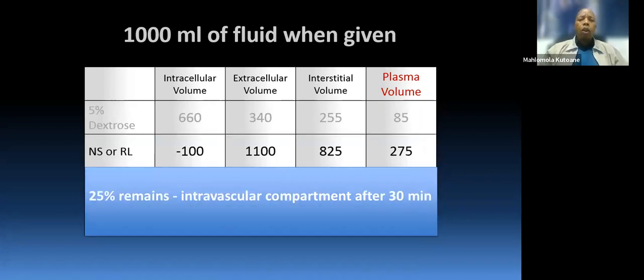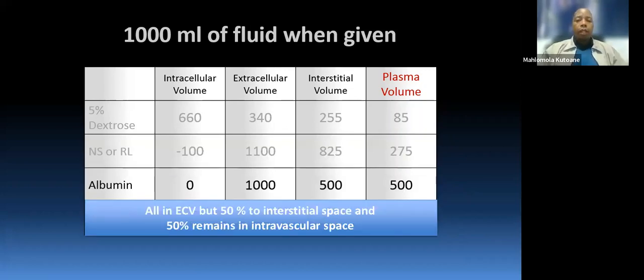Normal saline or Ringer's lactate will pull 100 mLs from the intracellular space into the extracellular space, making it 1,100. Then the interstitial volume will be 825, while the one that remains in the plasma volume, increasing the blood volume, will be only 275.